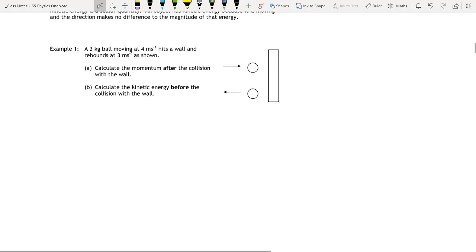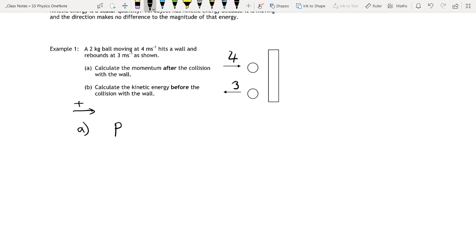So for example 1, a 2 kilogram ball moving at 4 meters per second hits a wall and rebounds at 3 meters per second as shown. So it starts off at 4 meters per second and then rebounds at 3 meters per second in the opposite direction. So first of all, calculate the momentum after the collision. Again, it's always handy to think about which direction you are going to say is positive. And usually we just do it automatically. We say the original direction is positive, which would be the right-hand way, so the way that it's originally going.